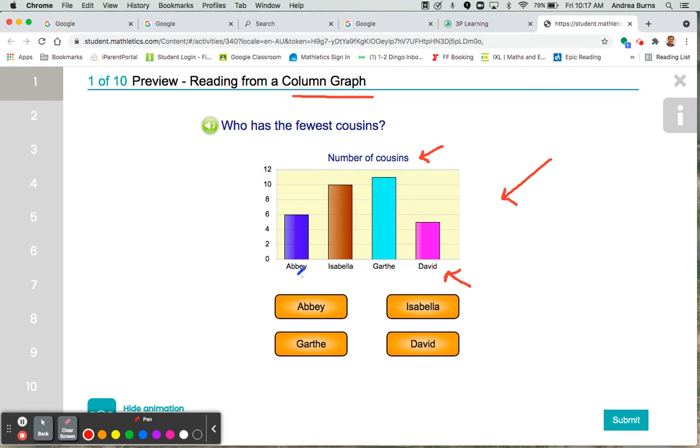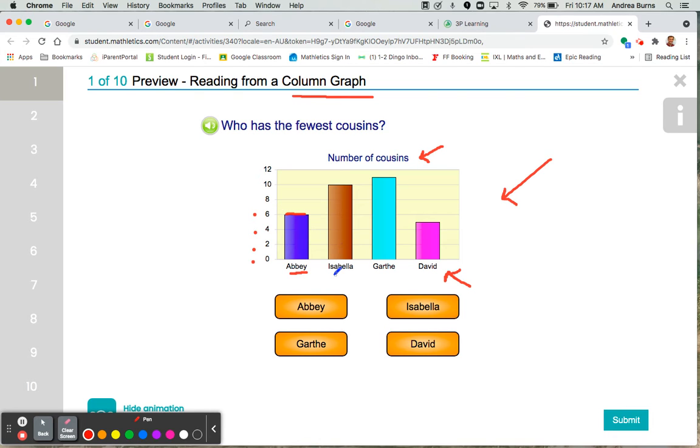In looking at this graph, we can see that Abby is on the left here, she is marked as blue, and there's numbers here on the left-hand side of the graph. Abby's blue column, her blue bar, goes up to the number 6. And that actually means that Abby has 6 cousins. I wonder how many cousins you have, but Abby has 6.